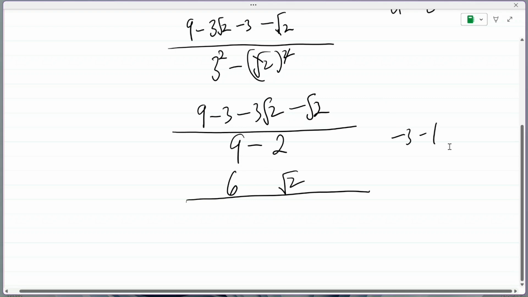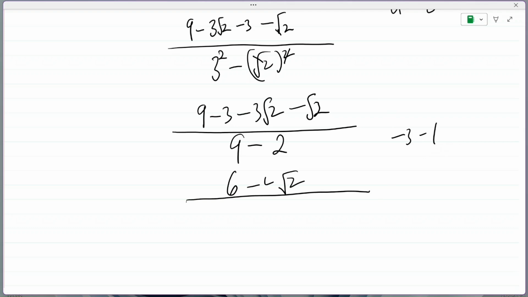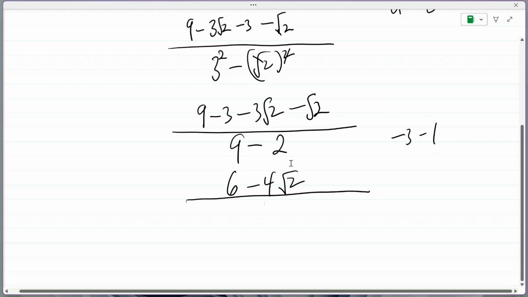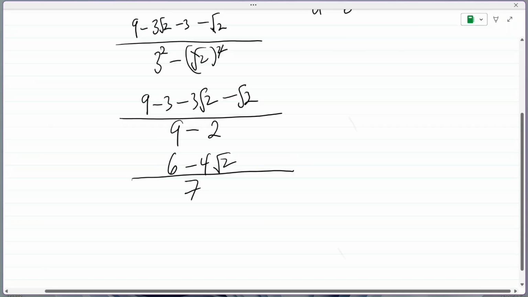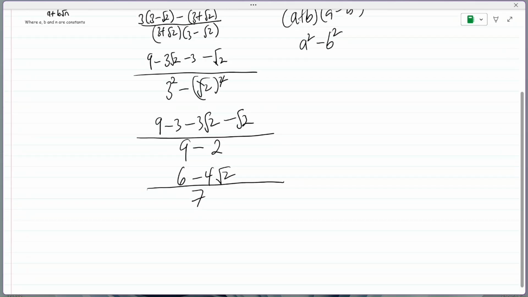You're owing 3, you're owing 1. In total, you're owing 4. That's minus 4. At the denominator level, you have 9 minus 2. That's 7. Now, remember, the question says it wants the answer in the form a plus b root n.